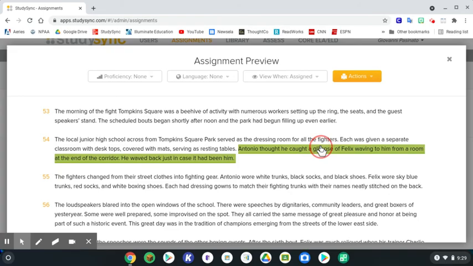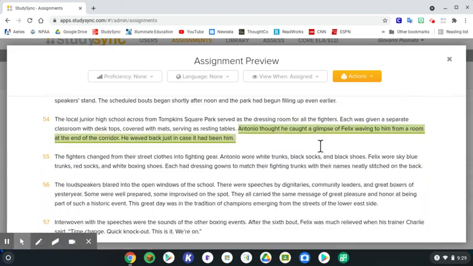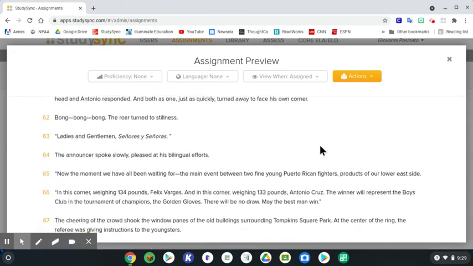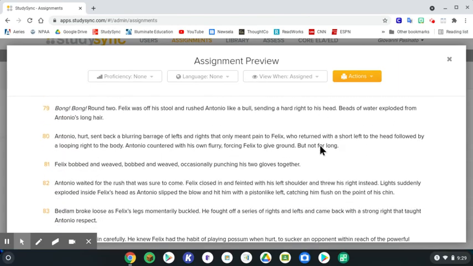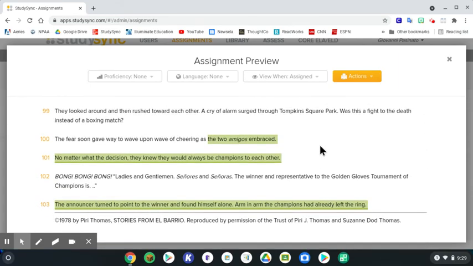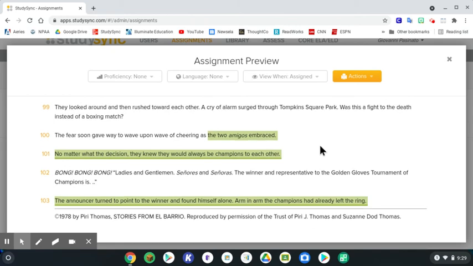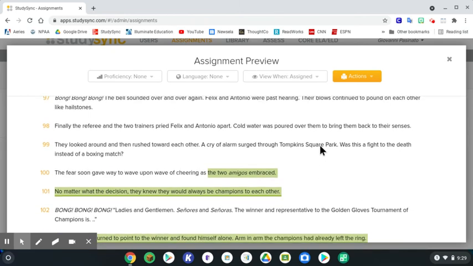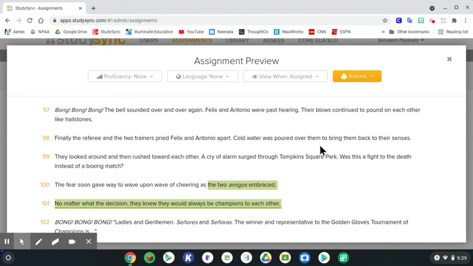Now, like I said, I wanted to do a little bit more. So after 54 and for the rest, that is where you see the whole fight. They go at it for three rounds. When it's over, notice, let me pick up at paragraph 97. Fight has just ended, the final bell.